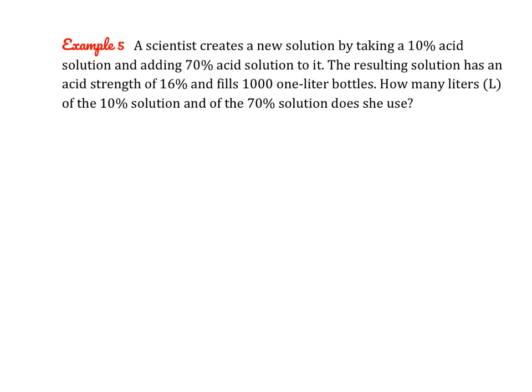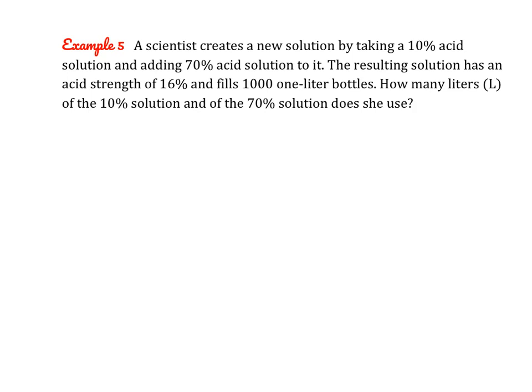Okay, let's try another one together. This is a really common type of systems problem, and it's a mixture problem with different percentages. So this says, a scientist creates a new solution by taking a 10% acid solution and adding a 70% acid solution to it. The resulting solution has an acid strength of 16% and fills 1,000 1-liter bottles. How many liters of the 10% solution and of the 70% solution does she use?